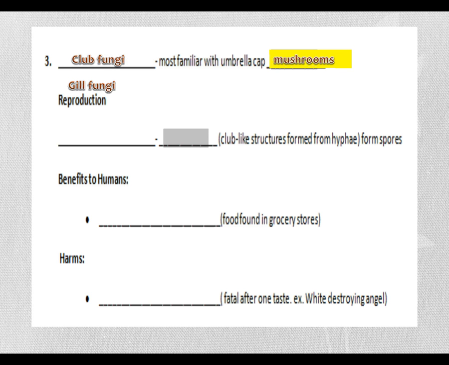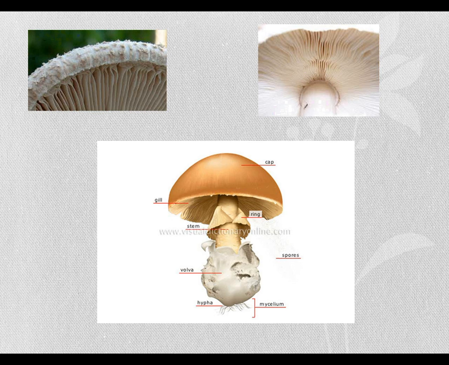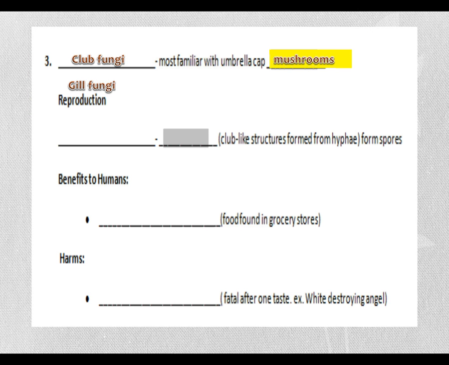We also call them gill fungi. Why do you think we call them gill fungi? Exactly. If you flip the mushroom over, you would see these things that look like gills. And these are called your gill fungi. They reproduce sexually. Something called basidia. It's the club-like structure formed from hyphae, and then it forms spores.